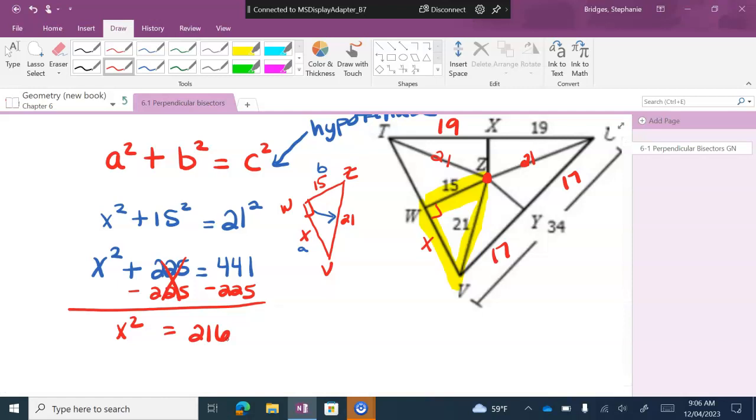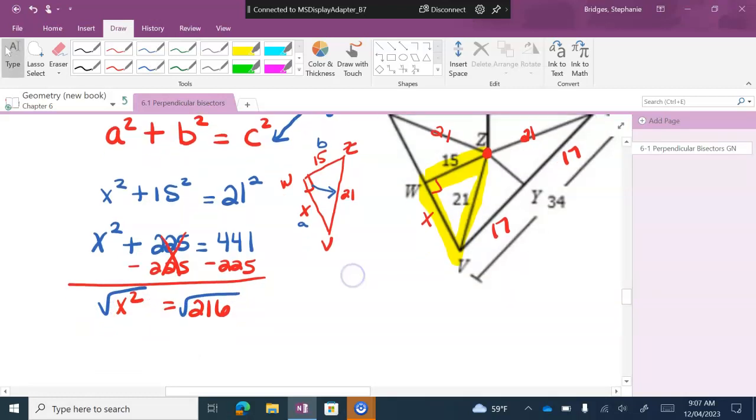Is that what x is equal to, though? No. That's what x squared is equal to. So think about this. To undo a square, I have to take the square root. So I'm going to take the square root of both sides. Okay, you can only do that in a calculator unless it's a perfect square. 216 is not a perfect square. Okay, so the square root of x squared is just x.